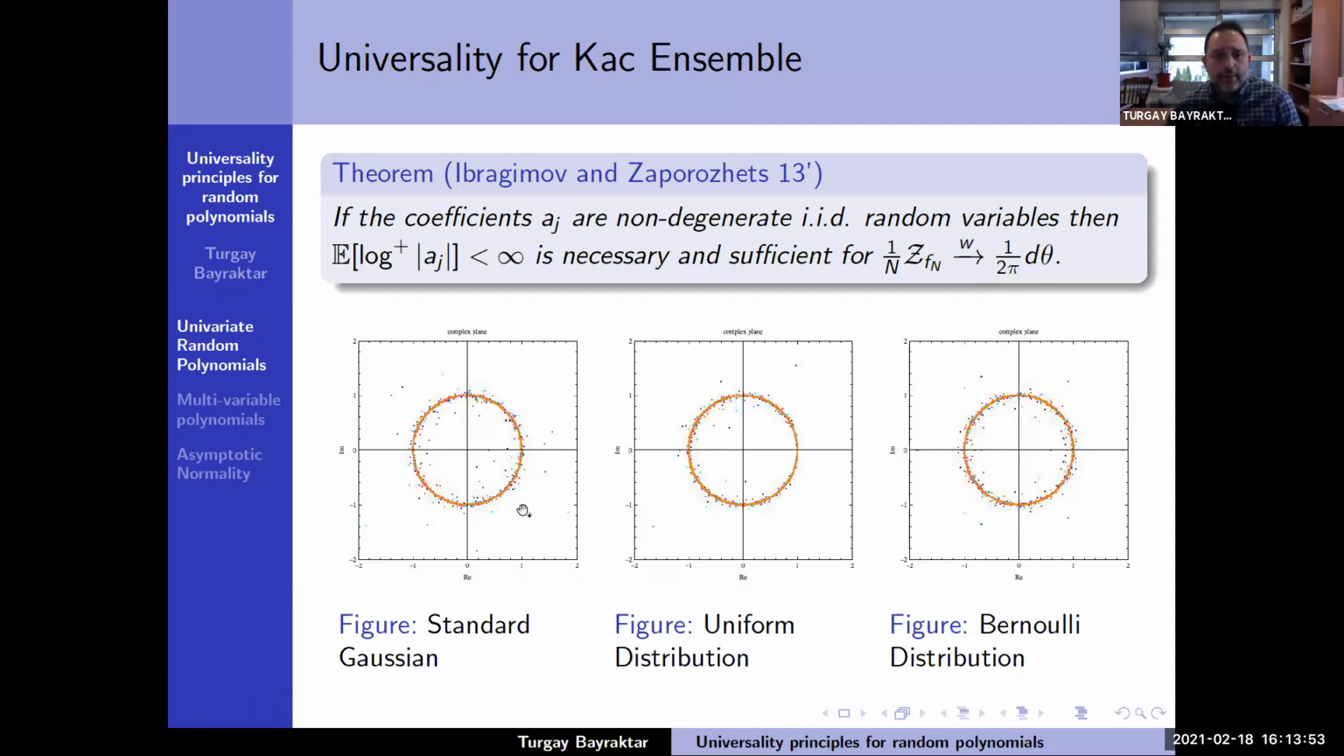I illustrated some pictures which are similar to the previous experiment for different families, and these are, I think, degree 2000. The computer chose a random polynomial with respect to a standard Gaussian, uniform, or Bernoulli distribution. This is the case where the a_j are plus or minus 1 with probability 1/2, and then we just plot the zeros. Later on, I will say a few more words about the similarity of these pictures.